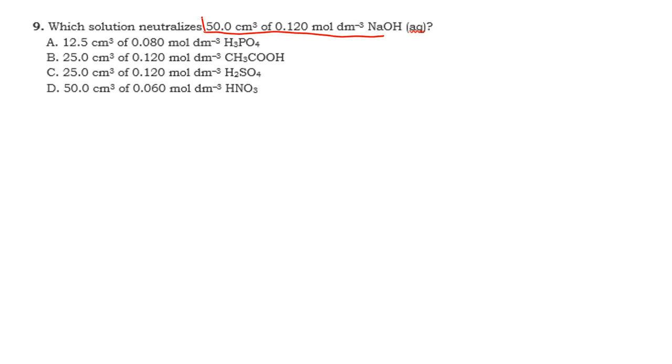I'm going to turn my cubic centimeters into cubic decimeters. Remember that there are 1,000 cubic centimeters in every 1 cubic decimeter, which means that we divide by 1,000, and that's 3 zeros. We're going to move our decimal place 1, 2, 3 to the left, 0.0500 cubic decimeters of sodium hydroxide.